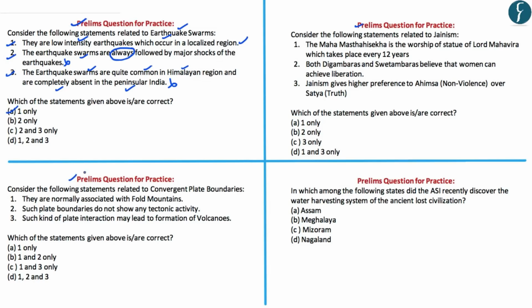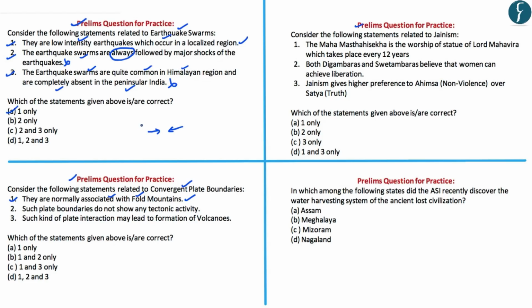Now coming to the second question, the question here is, consider the following statements related to the convergent plate boundaries. The first statement is they are normally associated with the fold mountains. Now this particular statement here is correct. This is because if you look at the Indian plate and the Eurasian plate, the convergence of the Indian plate with the Eurasian plate has led to the formation of the fold mountains, that is the Himalayas.